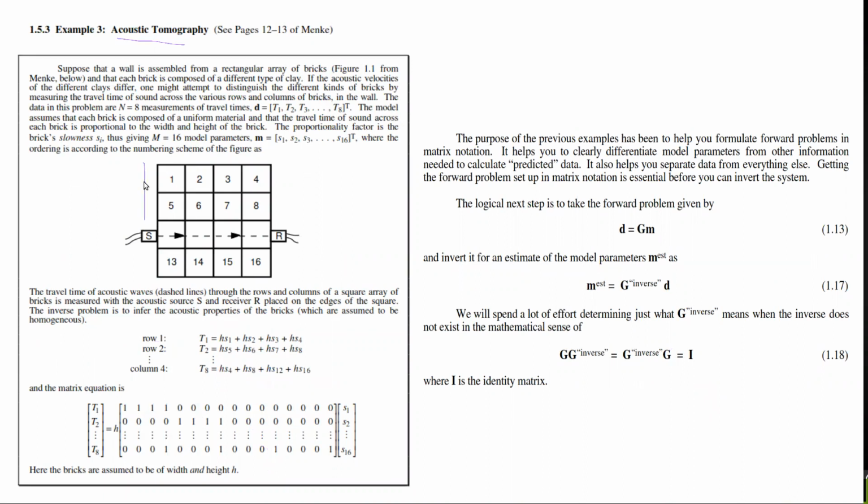So here we are given a rectangular block made up of small square blocks of equal sizes. These blocks have the same size but different velocities. If we put a source here and we want to measure the travel time that a wave or some sound effect takes to travel through this block, then we have a receiver here.